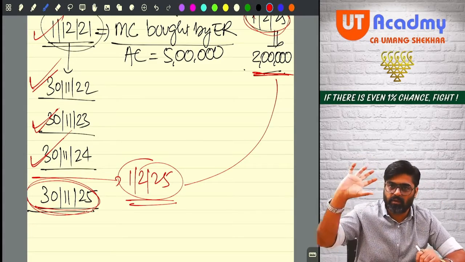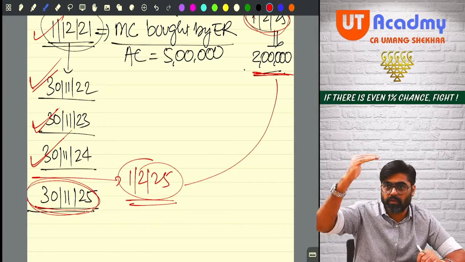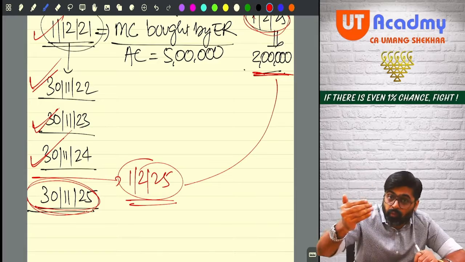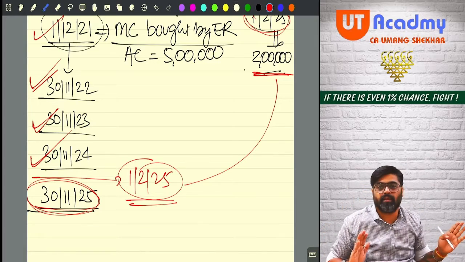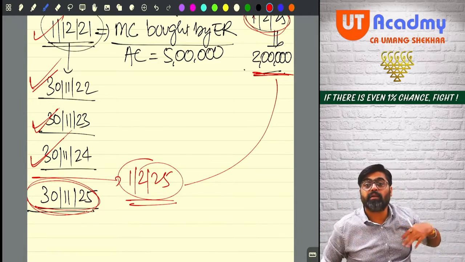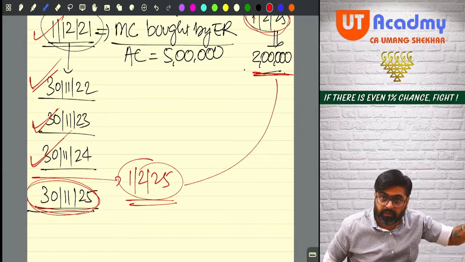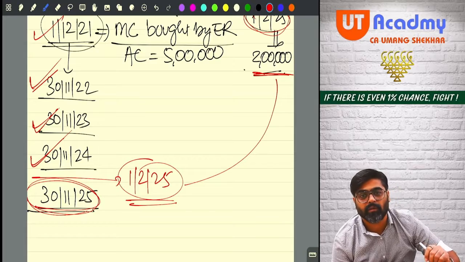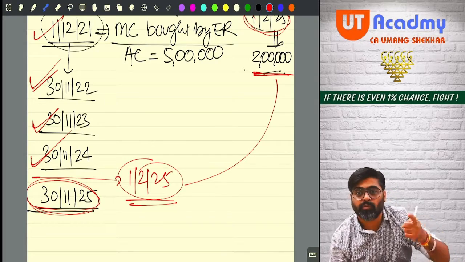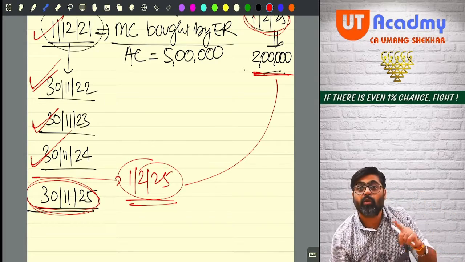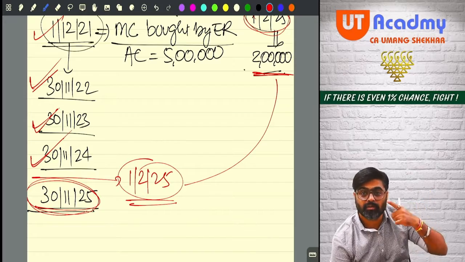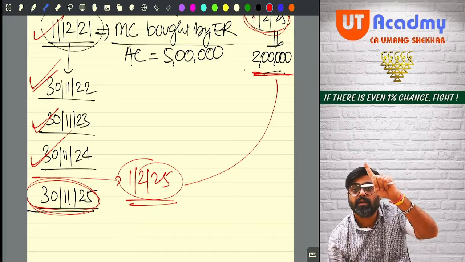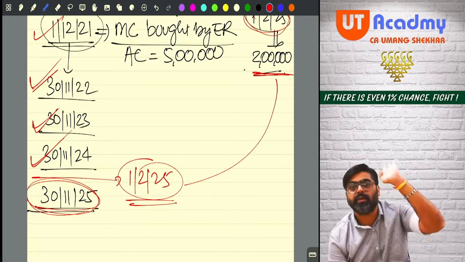So the first year is a completed year of use. The second is also a completed year of use. The third is also completed. The fourth year, the asset I started using, I would have completed the fourth year of use on 30th November 25. But before that only, I sold it on 1st February 25. So could I use the asset for the fourth full year? No. So for how many years? Completed years the asset was used. Only 3 years. So for these 3 years, the depreciation, the wear and tear, will be reduced.